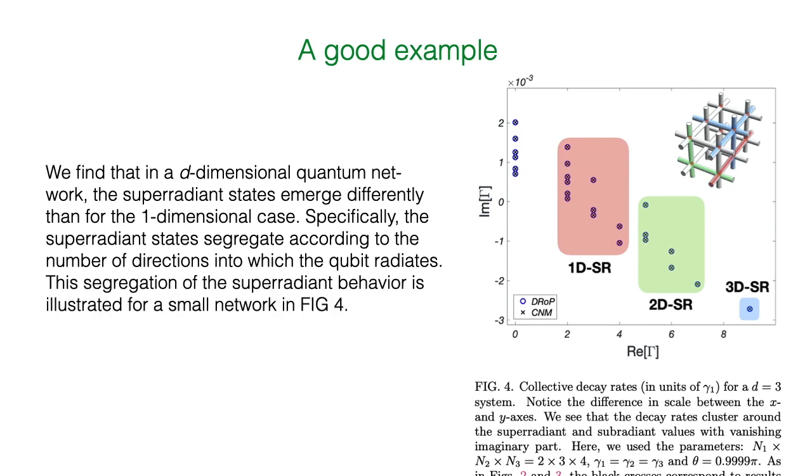The next line says, "This segregation of the superradiant behavior is illustrated for a small network in figure 4." Now I look at the figure and I can see that the different colored squares must refer to the segregation. And the text already told me that there's something significant about the number of directions into which the qubit radiates. So I can already take a pretty good guess at what these labels 1DSR, 2DSR, 3DSR mean. They refer to superradiance into different dimensions. And then I don't even have to read the full figure caption at this point. I can already see in my peripheral vision that what's being plotted is the collective decay rates.